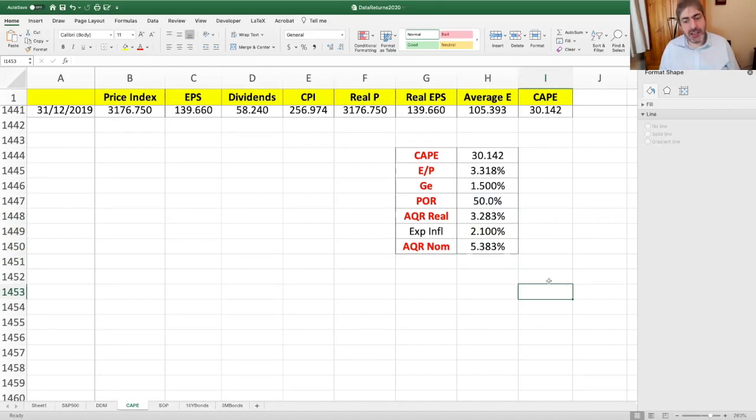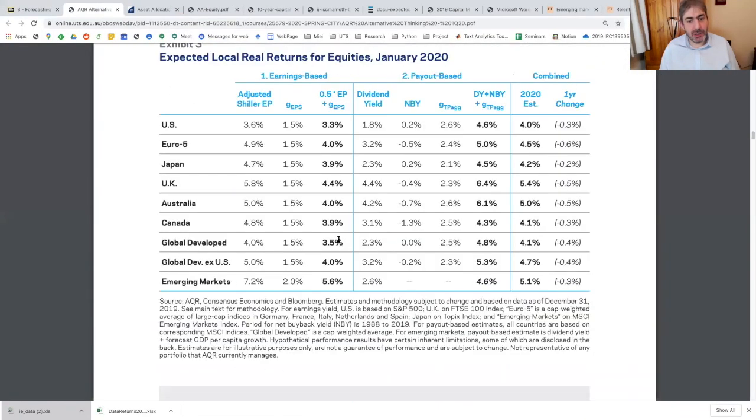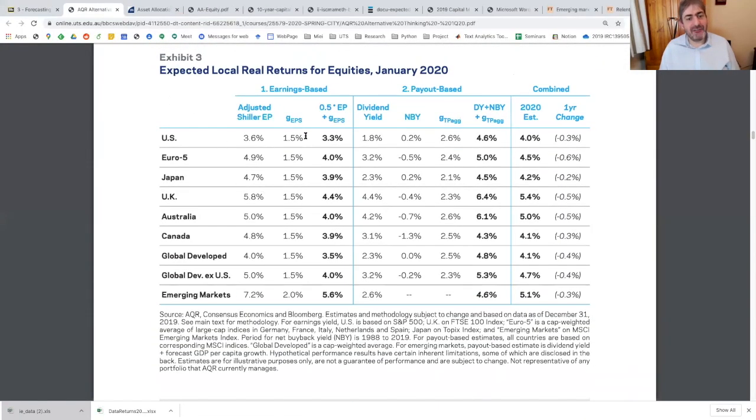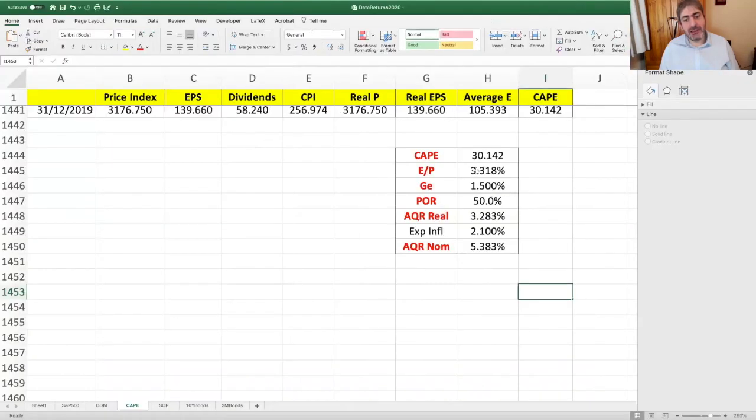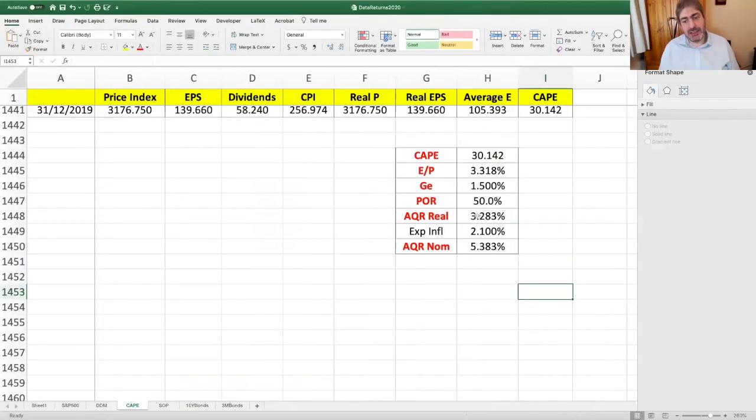Now, if you go to the AQR paper, we get roughly the same number. 3.28, they get 3.3. Okay, so that's exactly the adjusted Schiller for them, this one times 1.5 times G. So that's what gives them 3.6. Okay, and then they get exactly 3.3 in the same way we get 3.3. Okay, any question on this methodology?